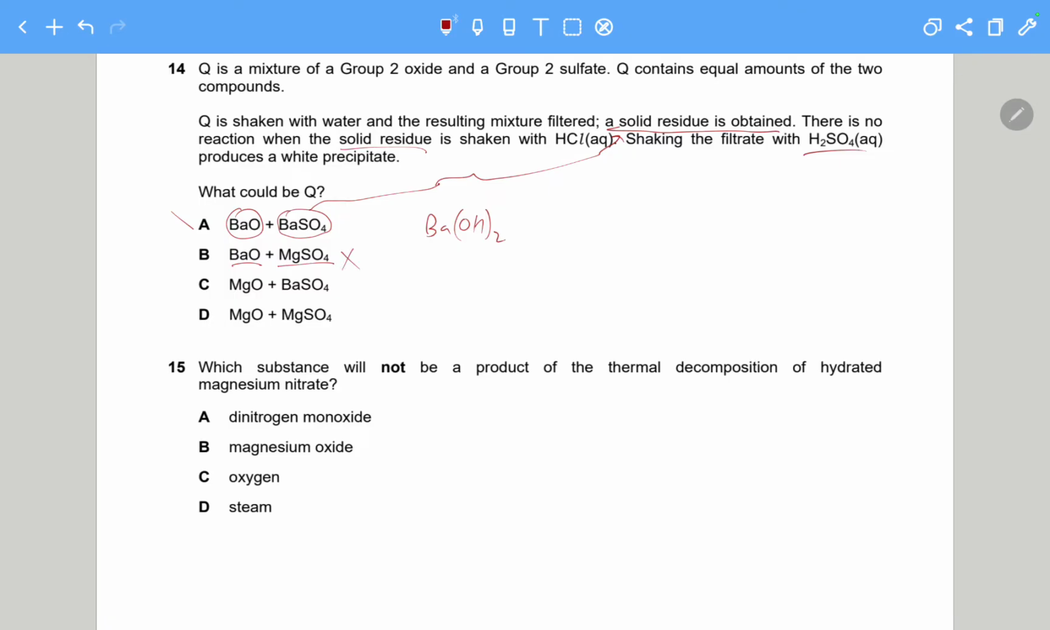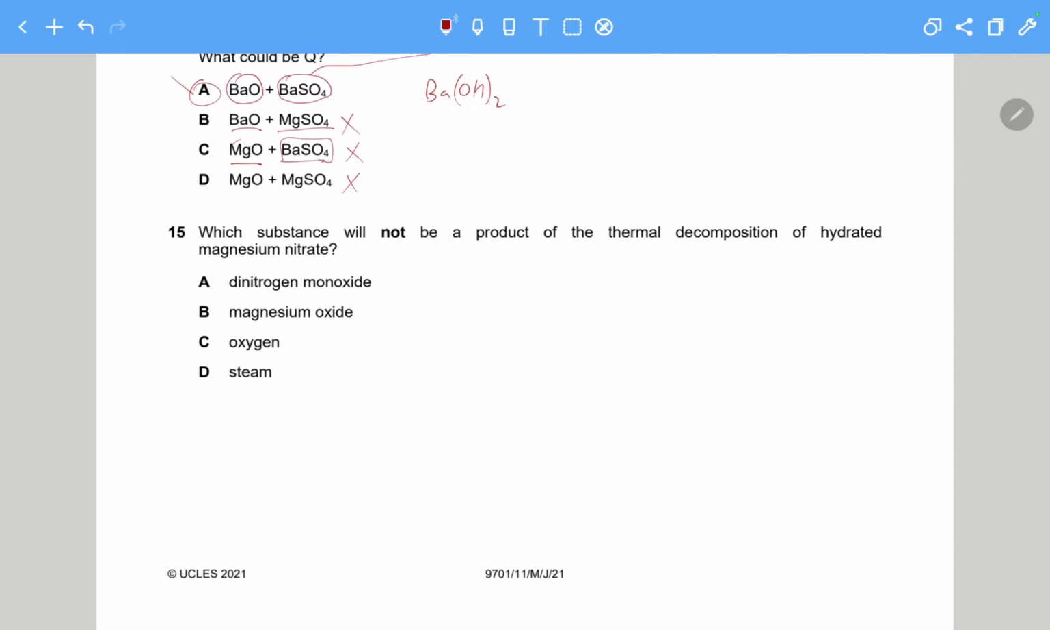Then let's look at option C. MgO will dissolve in water, barium sulfate will not. So we will get a solid residue which will not react with HCl because this is BaSO4. However, when we shake the filtrate Mg(OH)2 with H2SO4, we will not get a white precipitate, because we only get that with Ba2+ ions, not Mg2+ ions. Again, cross this out. MgO, MgSO4, again, both will probably dissolve. So this cannot be the correct answer, and therefore the correct answer is A.